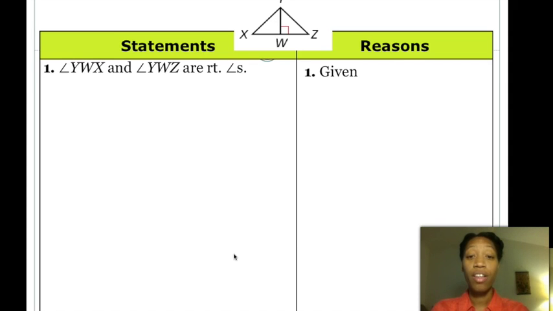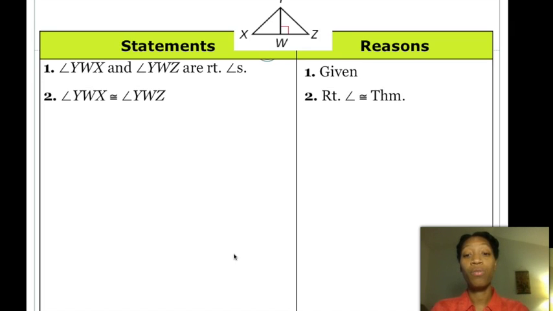So, first of all, they told us that angle YWX and YWZ are both right angles. That means that those two angles are equal to each other. So that's my first angle. I have now said that one angle from one triangle, YWX, is equal to the angle on the other triangle, YWZ. Why are they equal? Because they are both right angles. That's the right angle theorem. So, good. That's my first angle.